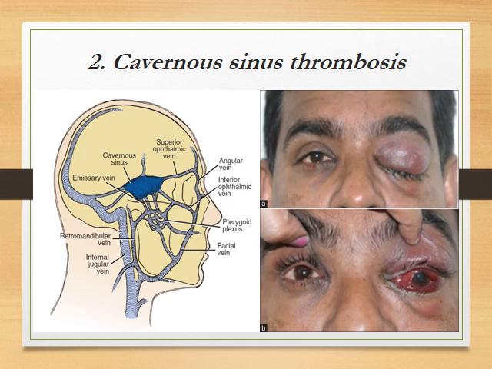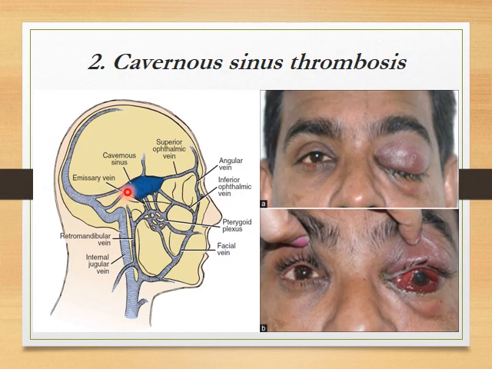Maxillary secondary space involvement is cavernous sinus thrombosis. It is a life-threatening serious infection, requires aggressive medical and surgical care, and has a high mortality rate even today. This is the cavernous sinus. It is situated inside the brain. It has veins that drain to it from all over the face and the brain.